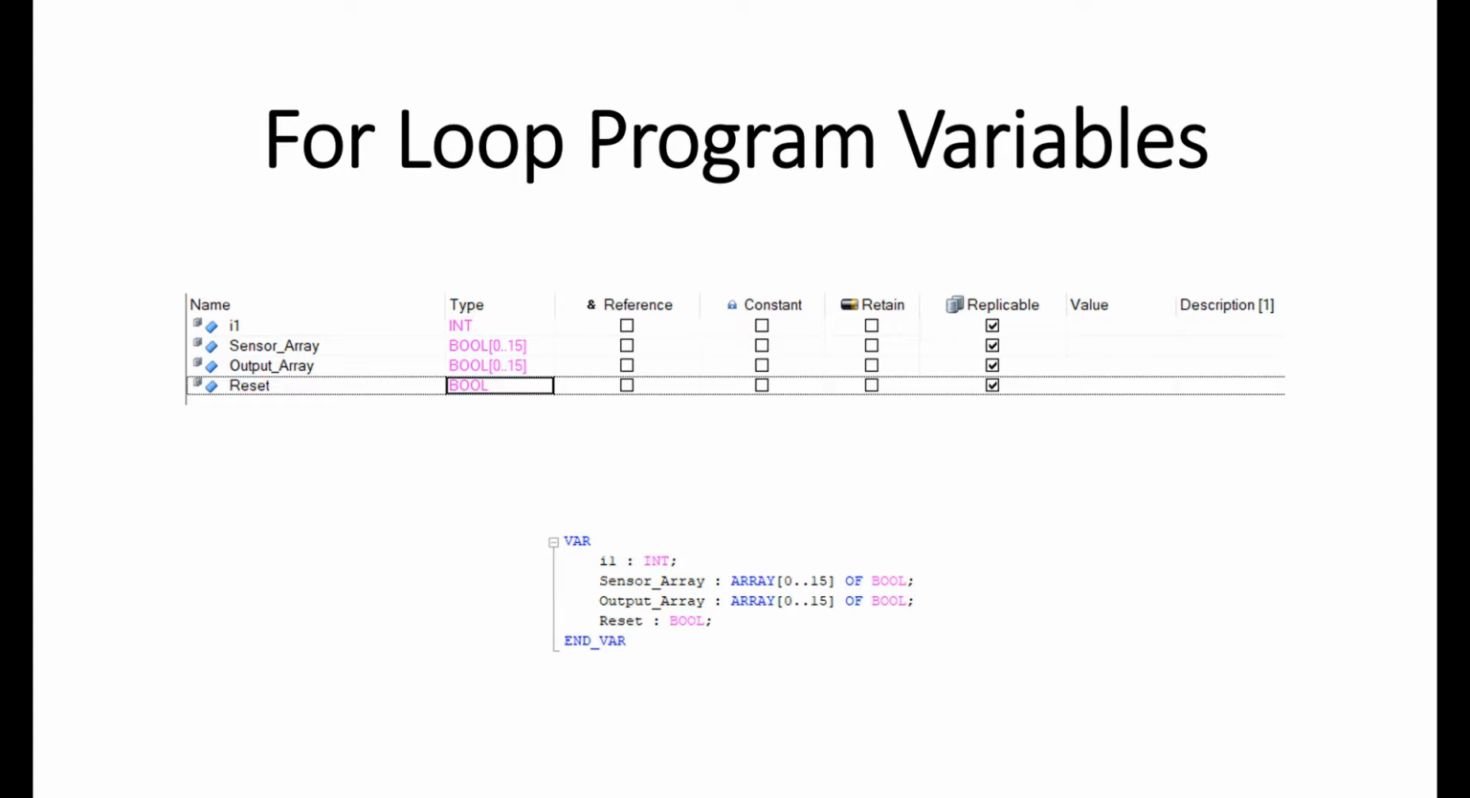So basically, here are the variables I created. I showed it both ways, the table format or the text format. In the table format, we've got four different variables. We've got i1, which is an integer. That's how we're going to index through each one of these arrays, from 0 to 15. Then we've got our sensor array data. It's a Boolean, and you'll notice you've got the brackets and then 0..15 in the brackets. And then I've got an output array as well, which is a Boolean with the brackets of 0..15. And then I put a reset in there so you can reset everything. Same thing applies here. I just showed it in the structured text format.